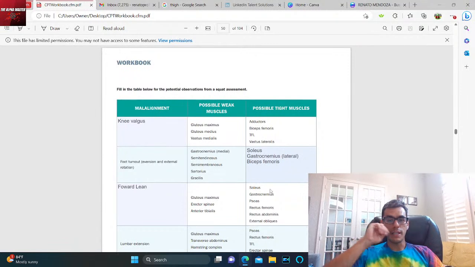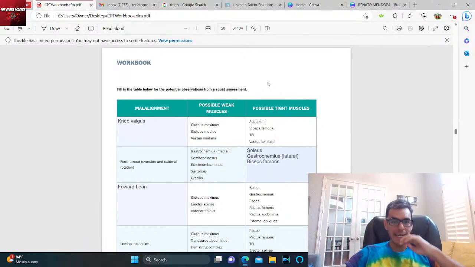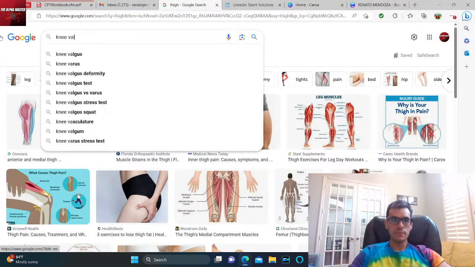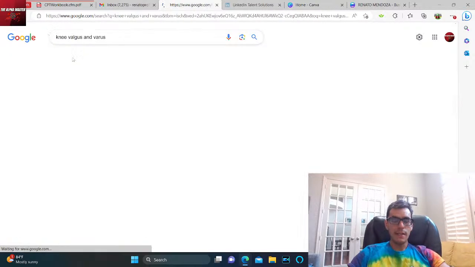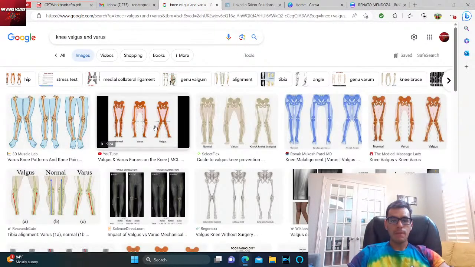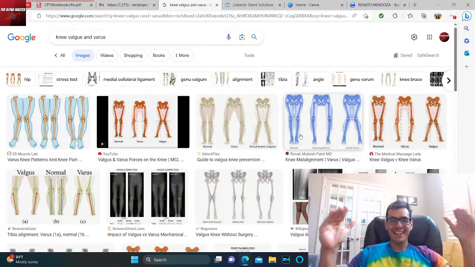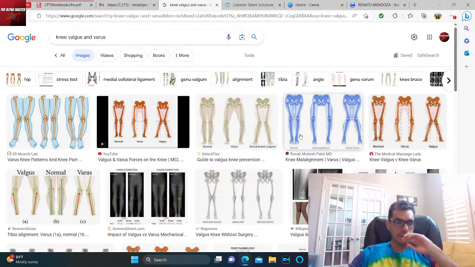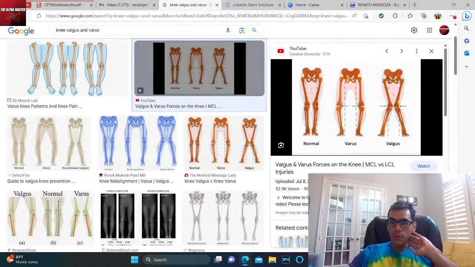Fill in the table below for the potential observations from a squat assessment. You also need to know knee valgus versus varus. Valgus is when the knees are abducted. Varus is when they are adducted.